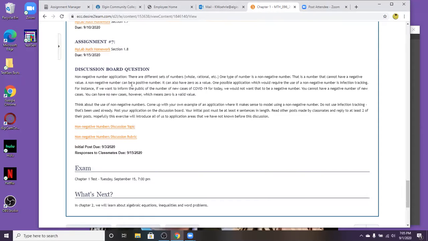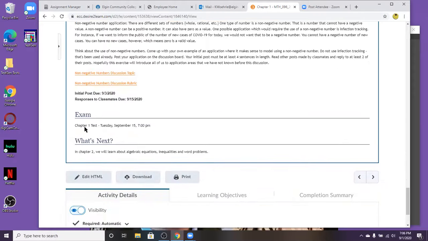As we get towards the end of chapter 1 here, there's a discussion board question about negative and non-negative numbers. 2 weeks from tonight is the chapter 1 test. And so next week I'll go over what's on the test. Now you will not have had the lectures on all of it yet, but you'll at least be able to know what's on the test. So 2 weeks from tonight, you're going to take the chapter 1 test.